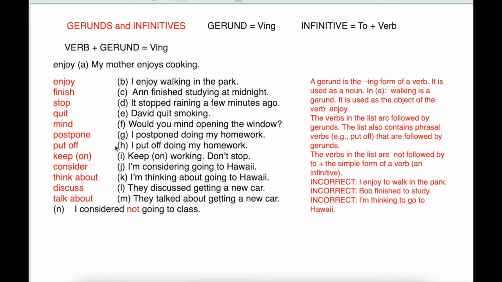Now, if I want to translate some of these sentences into Turkish, like David quit smoking. David sigara içmeyi bıraktı. Or keep working. Çalışmaya devam et. Don't stop. They discussed getting a new car. Yeni bir araba almayı tartıştılar. Bunu görüştüler anlamında.